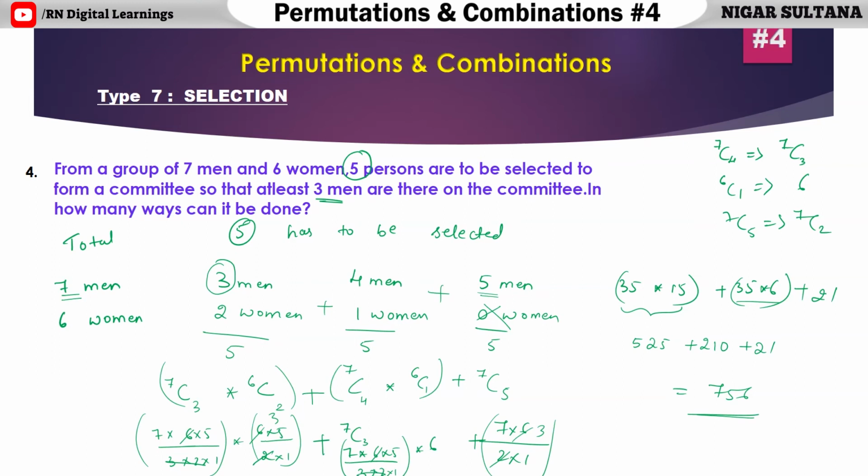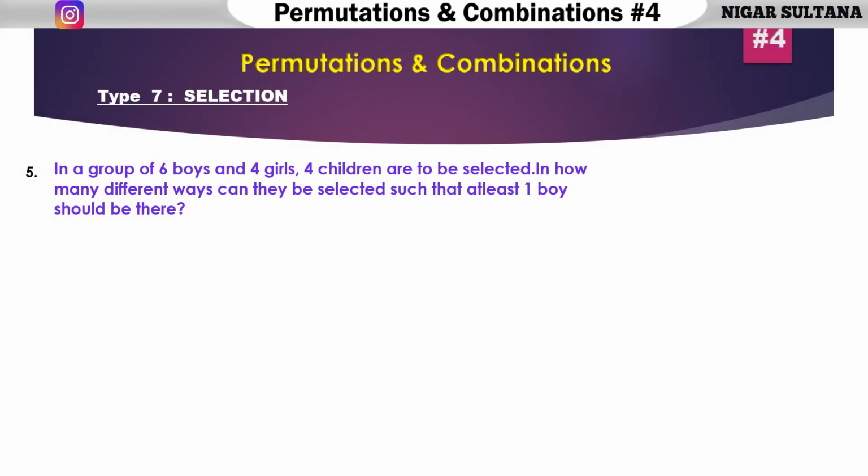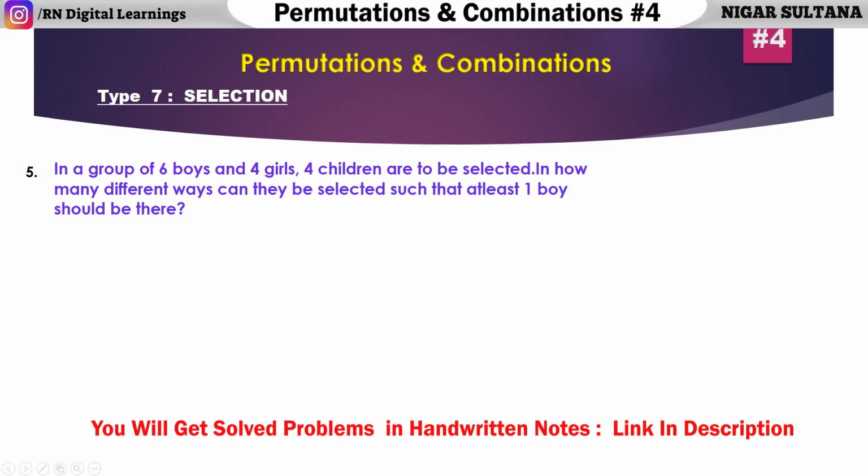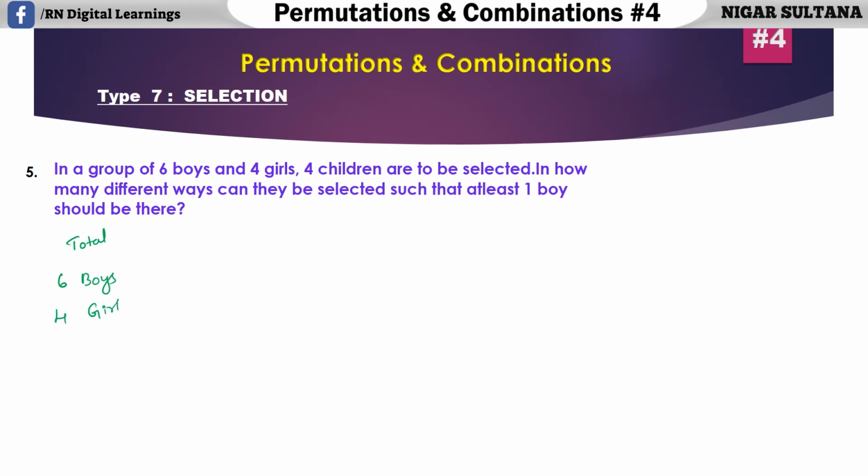So now let's move on to the next problem. In a group of 6 boys and 4 girls, 4 children are to be selected. In how many ways can they be selected such that at least one boy should be there? Now let's write down the total number of boys and girls. We have 6 boys in total. How many girls? 4 girls we have. How many have to be selected? 4 have to be selected.